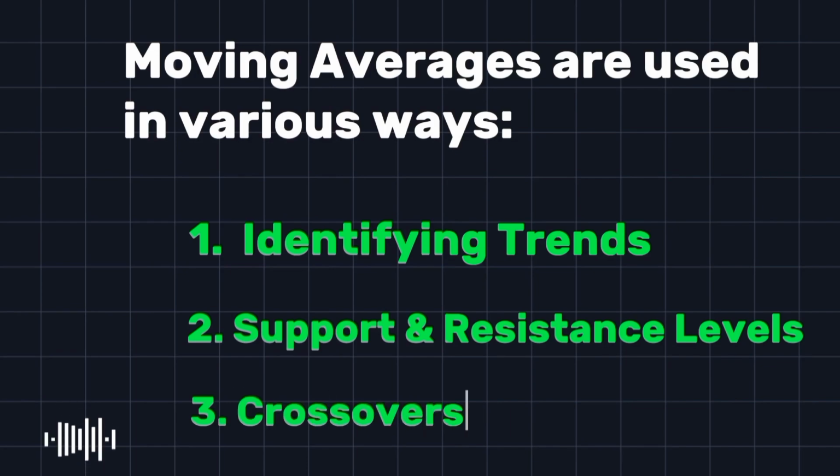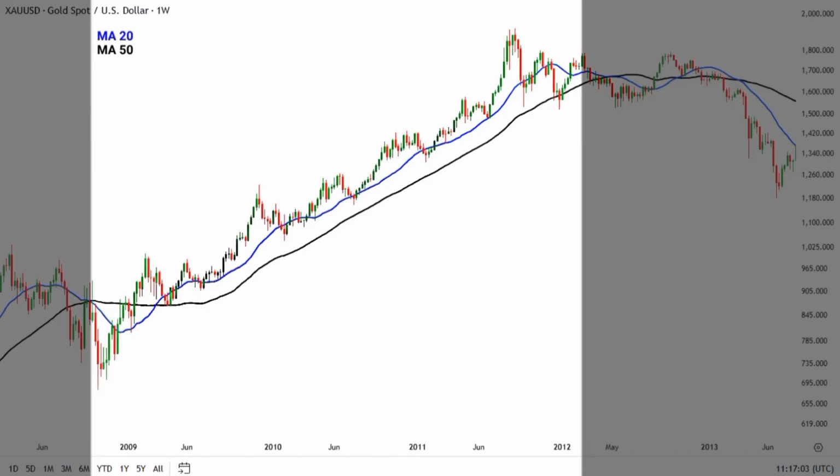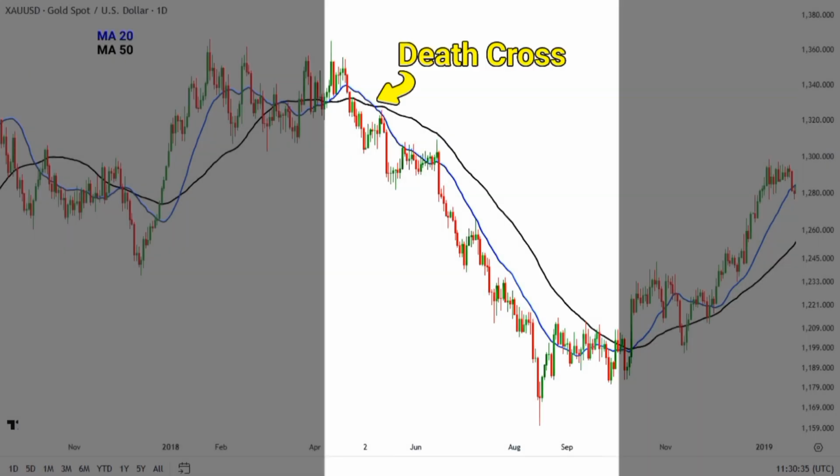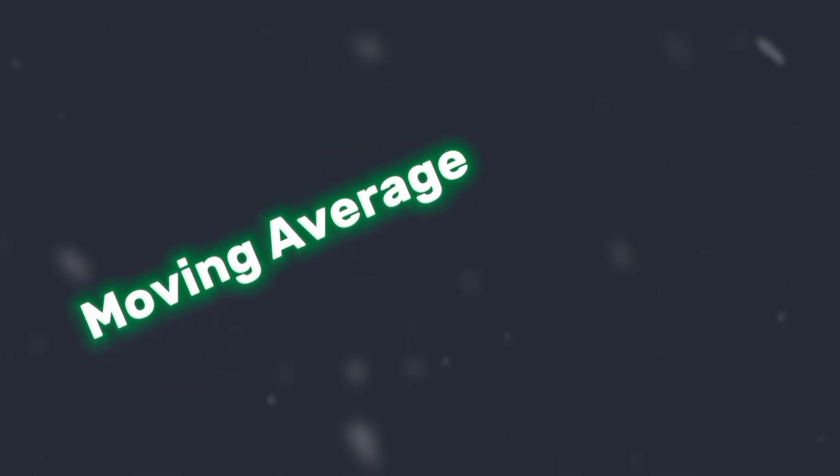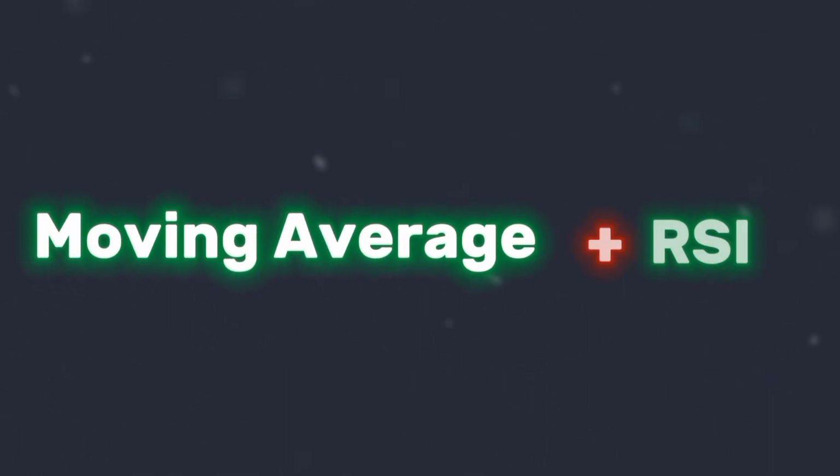3. Crossovers. The crossover of two moving averages, such as the 20-day and 50-day MA, can signal potential trend reversals. A golden cross, shorter MA crossing above a longer MA, suggests a bullish trend, while a death cross indicates a bearish trend. Now that we've explained what a moving average is, let's see how we can combine it with RSI to create a more reliable trading strategy.